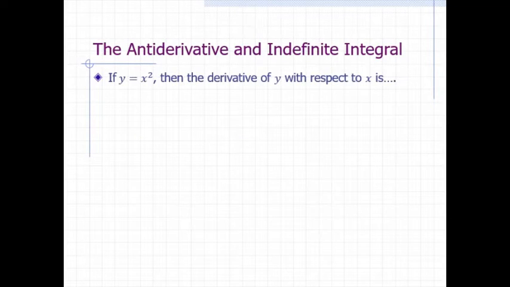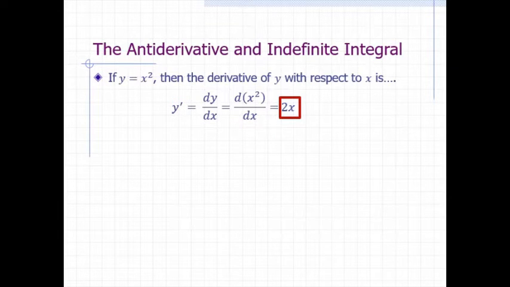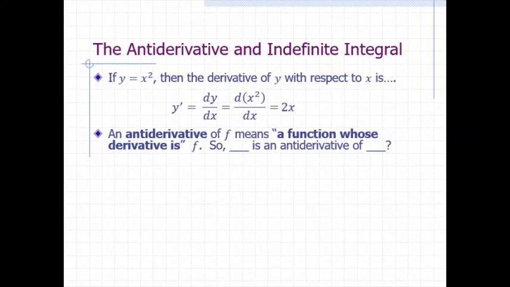Recall that if y is equal to x squared, then the derivative of y with respect to x, which we can write as y prime, or as dy over dx, or as d of x squared over dx, is equal to 2x. When we say antiderivative of function f, we mean a function whose derivative is f.